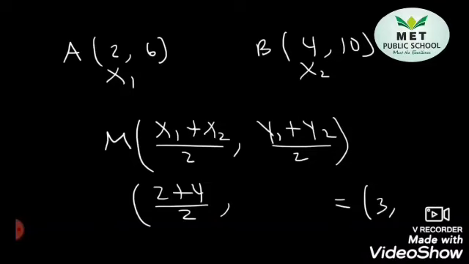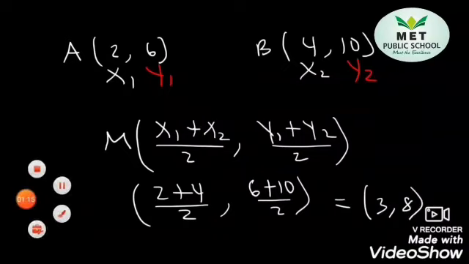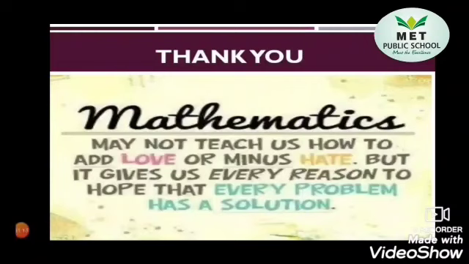Now let us put the values of y1 and y2. The first coordinate y1 is 6 and the second coordinate y2 is 10. So 6 plus 10 divided by 2. So it is 16 divided by 2, which is 8. Therefore, the midpoint of these two given coordinates is (3, 8). So here we covered all 4 formulas of coordinate geometry. Thank you.